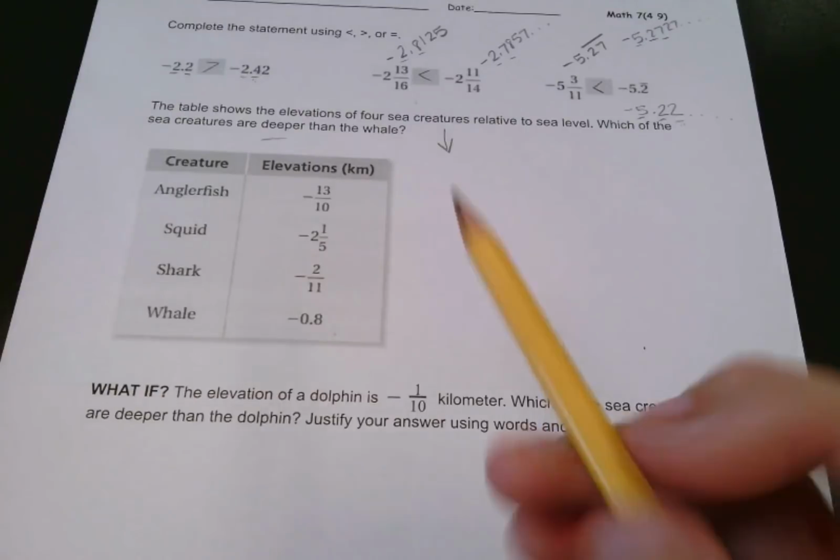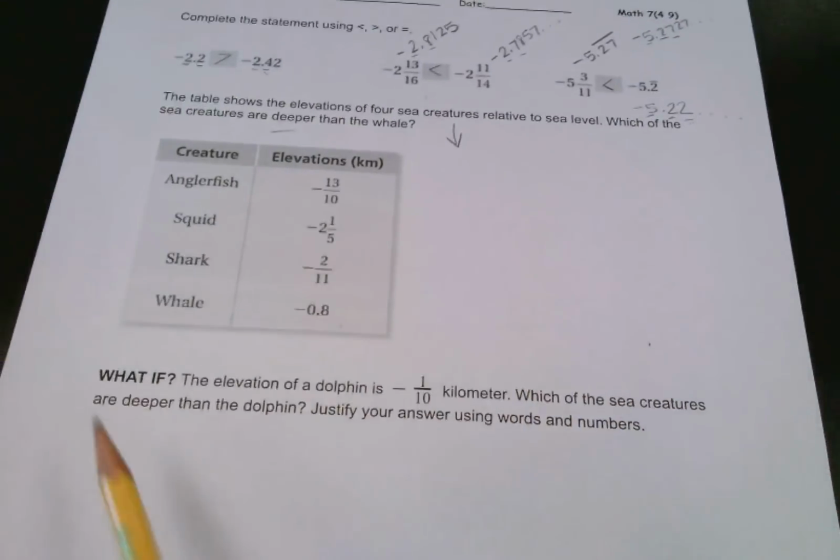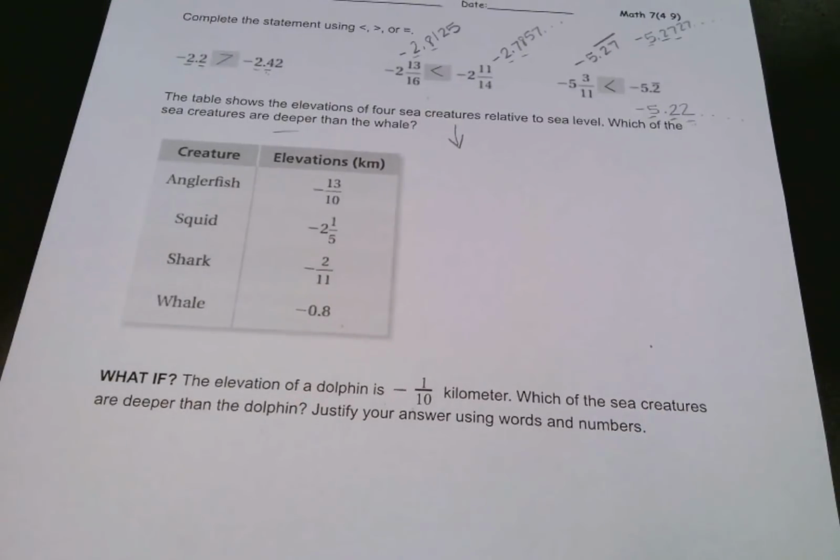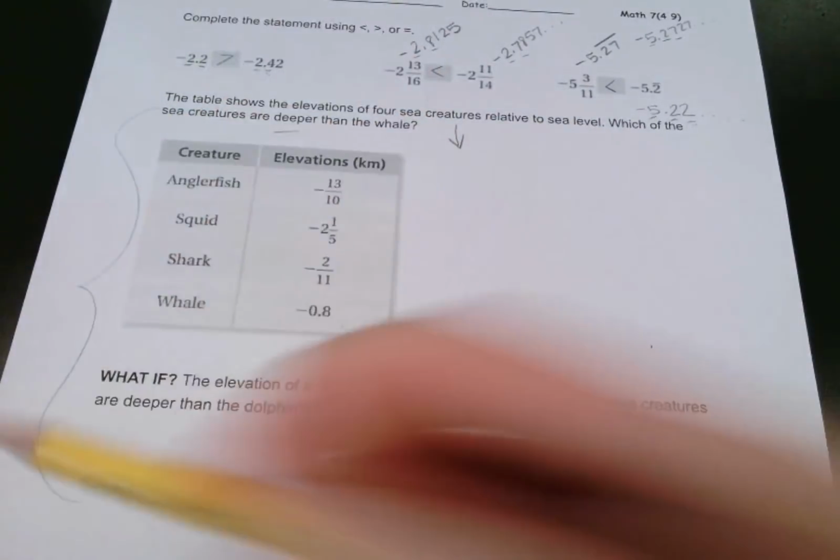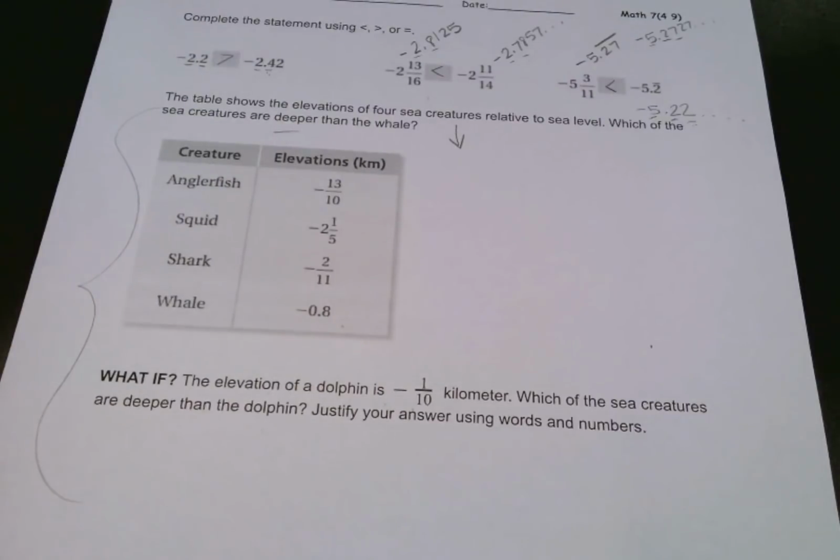So I want you to go ahead and take a moment to solve this one, and then think about what if the elevation of the dolphin is negative 1/10? Which sea creatures are deeper than the dolphin? Justify your answer using words and numbers. So I want you to do these 2 questions for me. Go ahead and pause the video, do these 2 questions, and when you're ready, go ahead and hit resume.